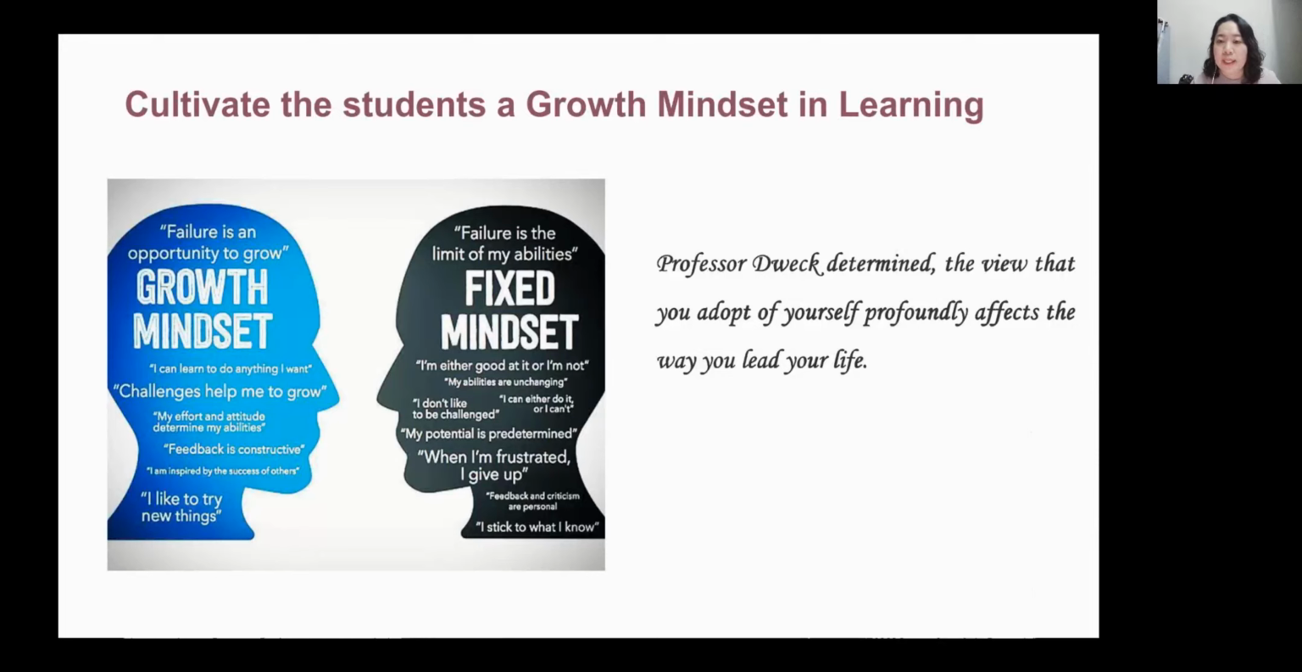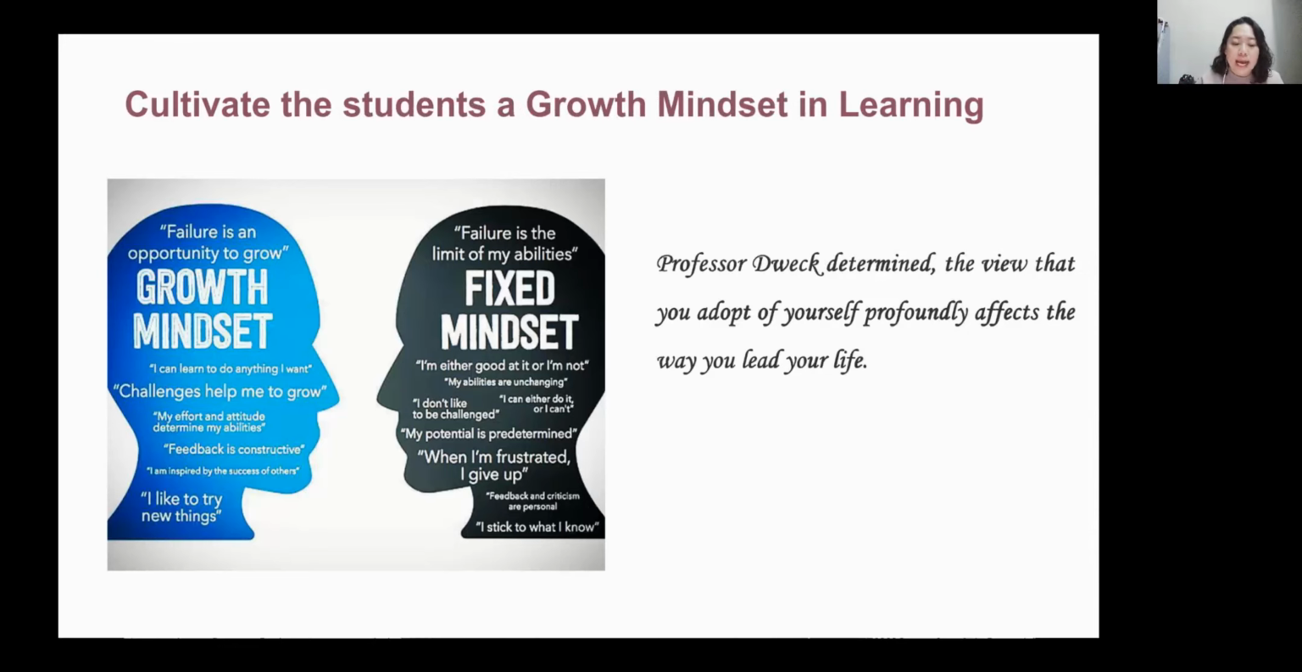Professor Dweck determined that the view you adopt of yourself profoundly affects the way you lead your life. This belief about ourselves often marks the difference between our willingness to persist and strive for success through innovation and creativity, or to accept that our level of achievement depends on who we are and how we are made up. The terms for these two ways of thinking are growth mindset and fixed mindset.